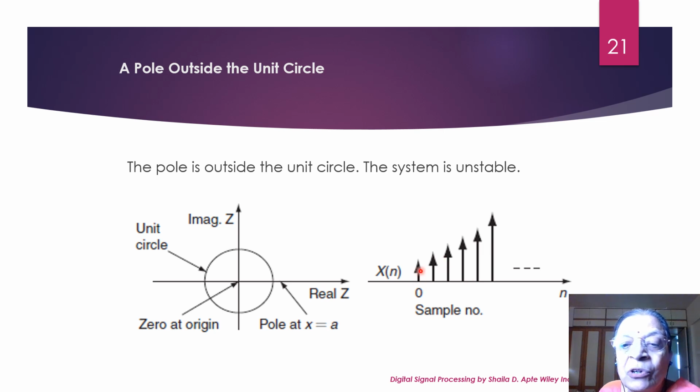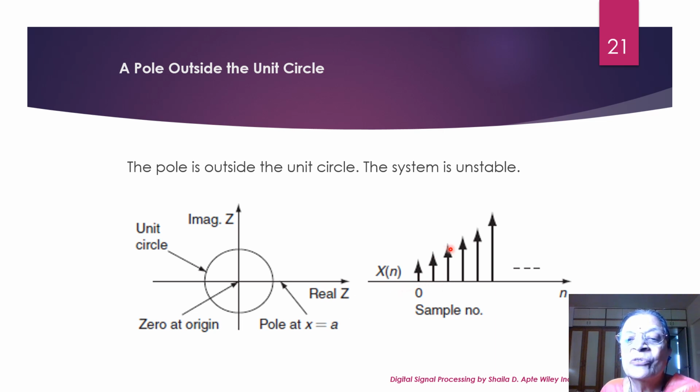This is for n equal to 0, 1, 2, 3, 4, 5. The system becomes divergent. So as n tends to infinity, the system response tends to infinity in this case, when the pole is at z equal to a, which is outside the unit circle. That means in this case, what will be the value of a? The value of a will be greater than 1.